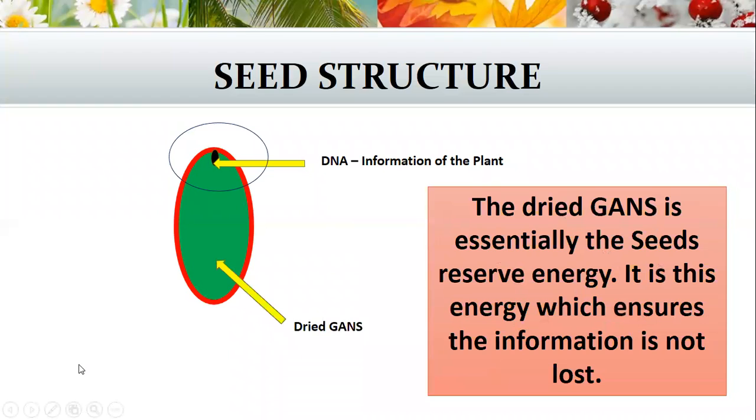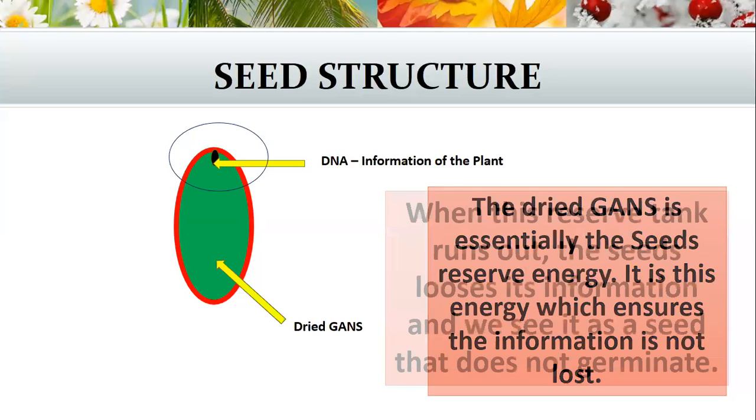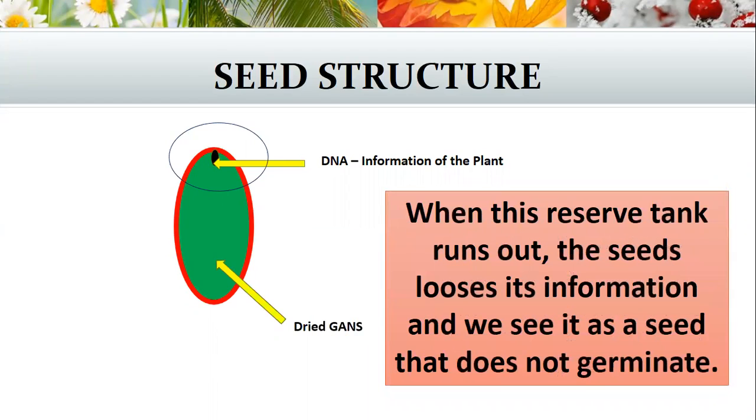And now the dried GANs in the rest of the seed is essentially the reserve energy of that seed, and it is this energy which ensures that information is not lost. So it's this energy which keeps the information of that seed alive and constantly available. And when this reserve tank runs out, the seed loses its information, and then we see that as a seed that just doesn't germinate. But essentially its reserve tank, or that dried GANs, that storage energy, has run out. And so that little seed cannot keep and maintain its information of what it's to be.